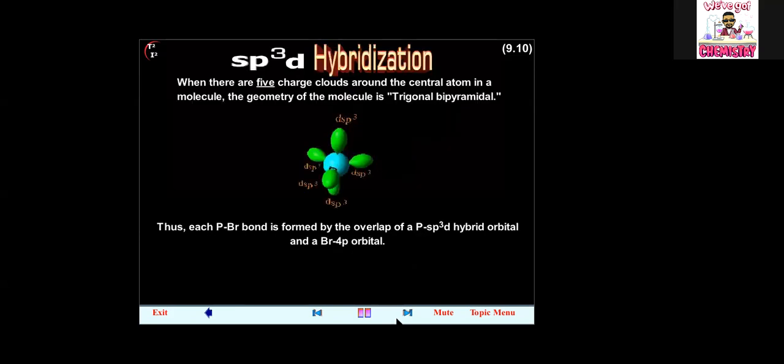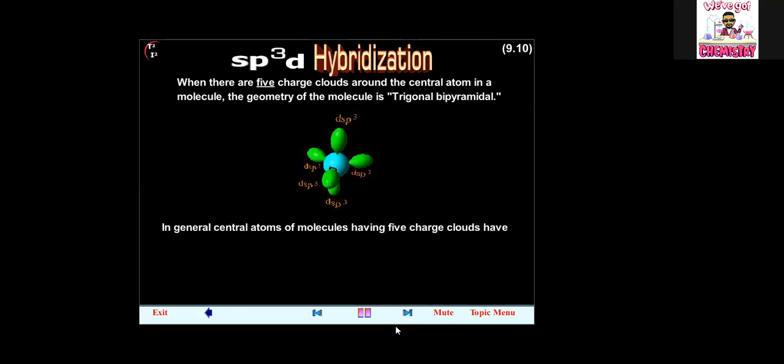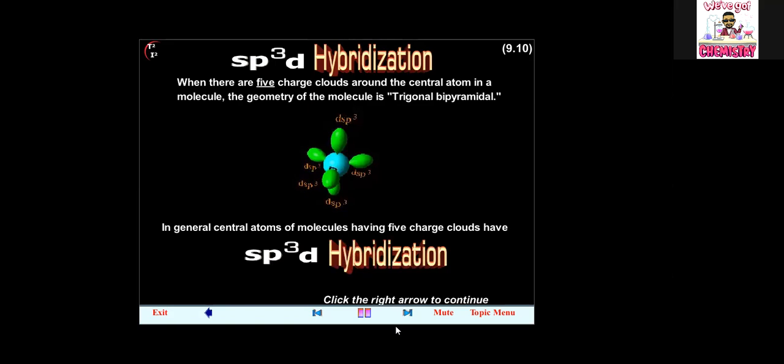Thus, each phosphorus-bromine bond is formed by the overlap of a phosphorus sp3d hybrid orbital and a bromine 4p orbital. In general, central atoms of molecules having 5 charge clouds have sp3d hybridization.